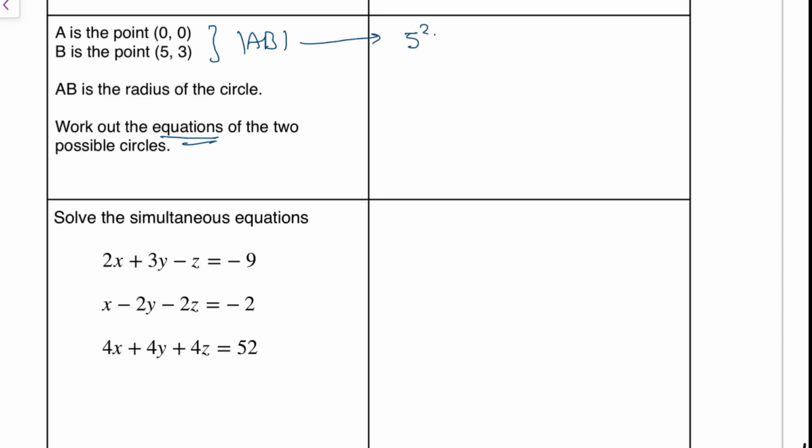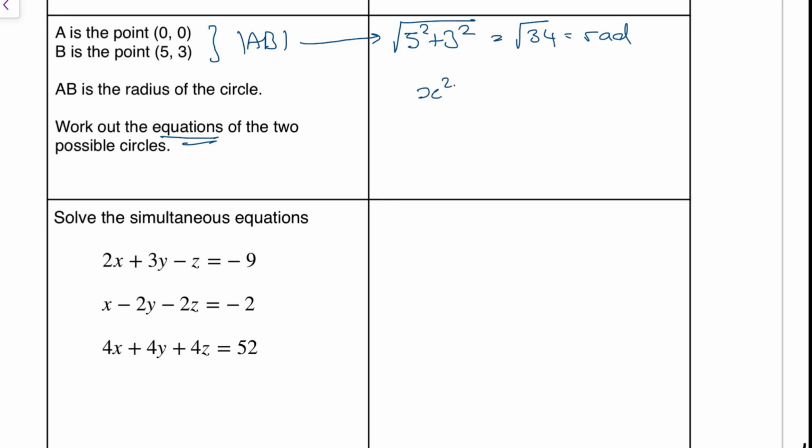Which is going to be 5 squared plus 3 squared, square rooted, which is going to be, well, 25 plus 9 is 34, is that right? Yeah, 34. So my radius is root 34, which means my circles either have the centre A or they have the centre B.